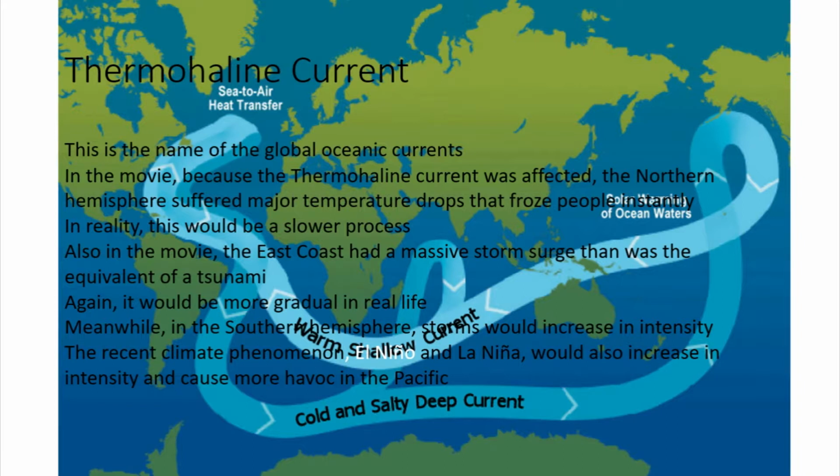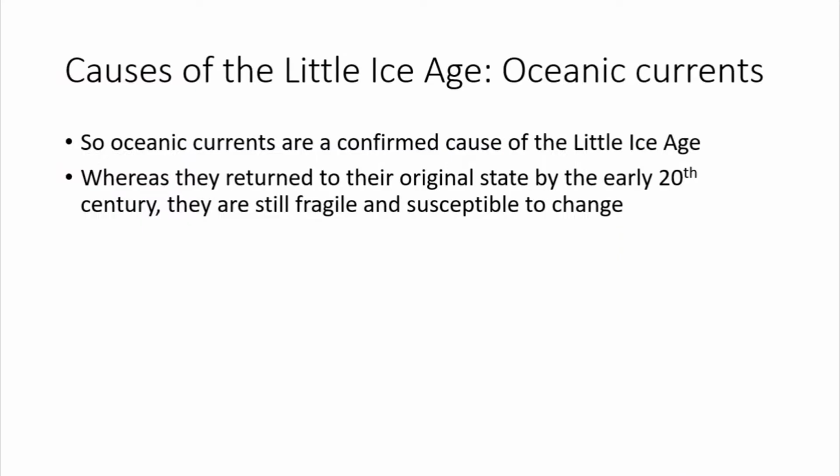The recent climate phenomena, El Nino and La Nina, which is how you pronounce them, will also increase in intensity and cause more havoc in the Pacific. Because that's where they're affecting changing warm and cold air currents, precipitation, no precipitation. You're messing stuff up. So oceanic currents are important. They dictate the weather of the planet, and that's why they're important.